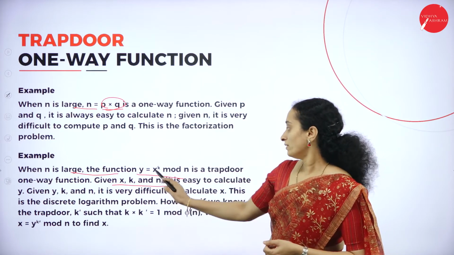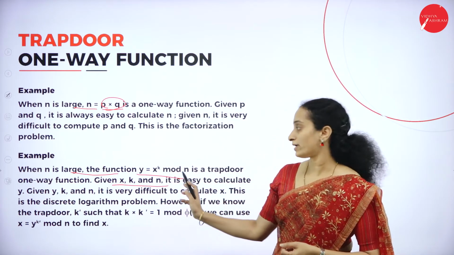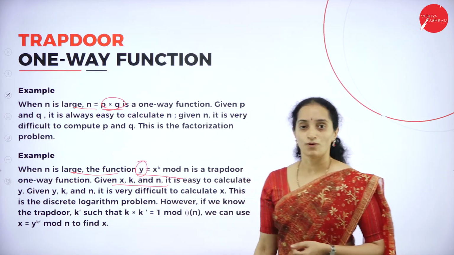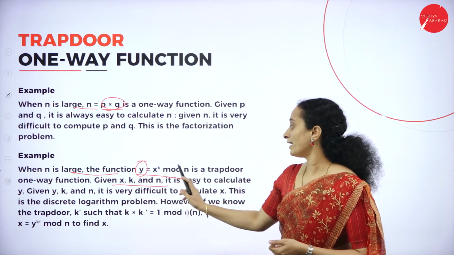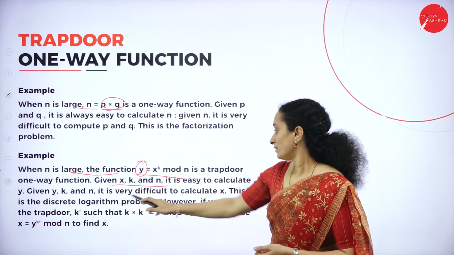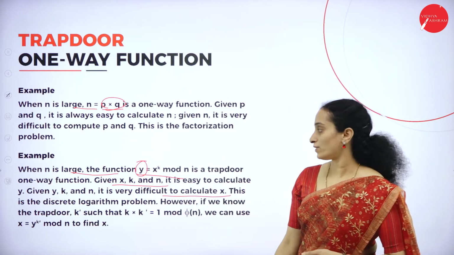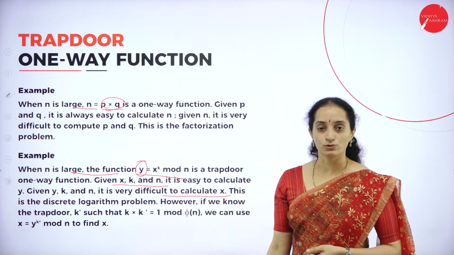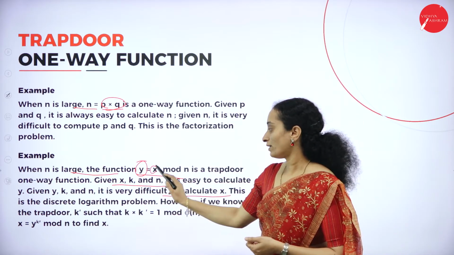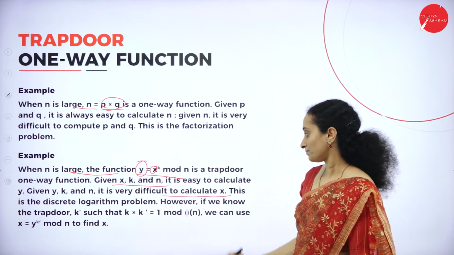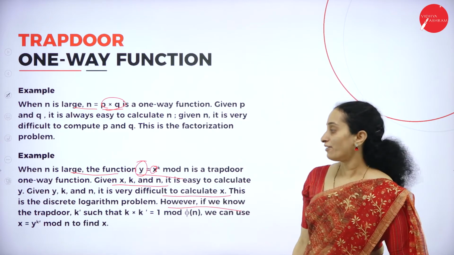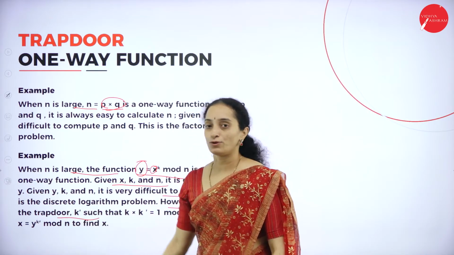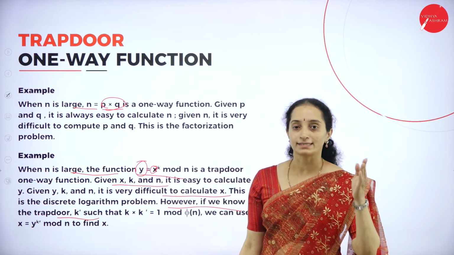If you know x, k and n, you can easily calculate y. But if you know y and k, it is very difficult to calculate x. Even if you know all the other three values, or parameters, it is not easy to calculate x. But if we know the trapdoor, which is x inverse.